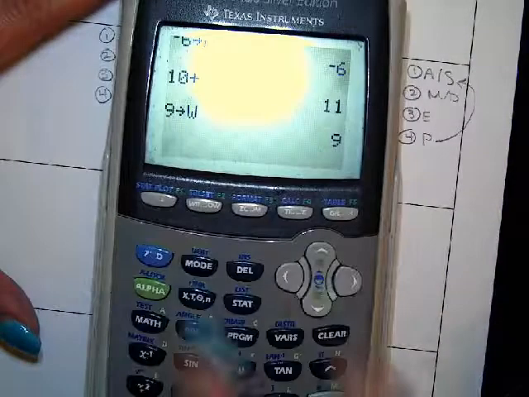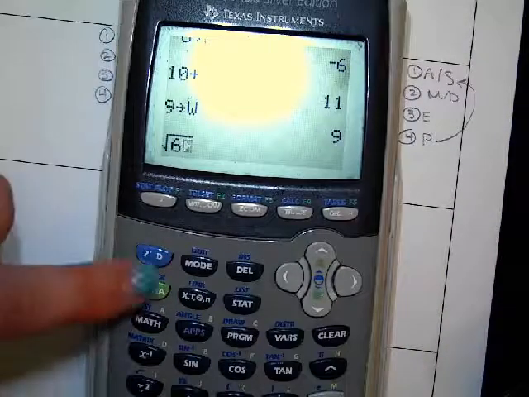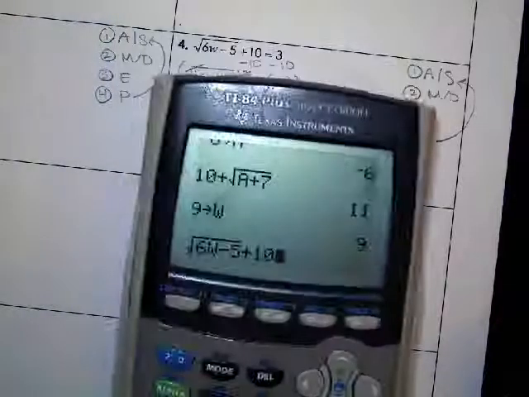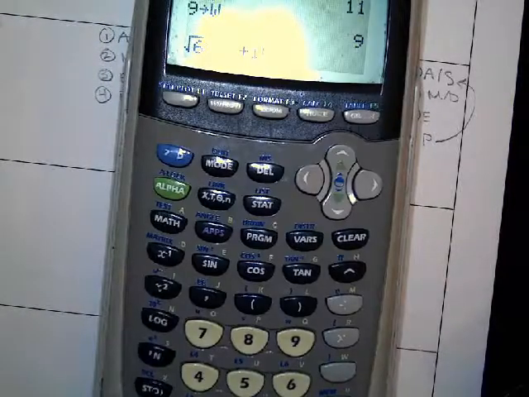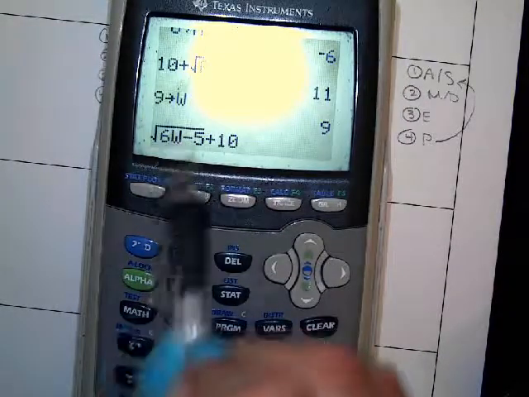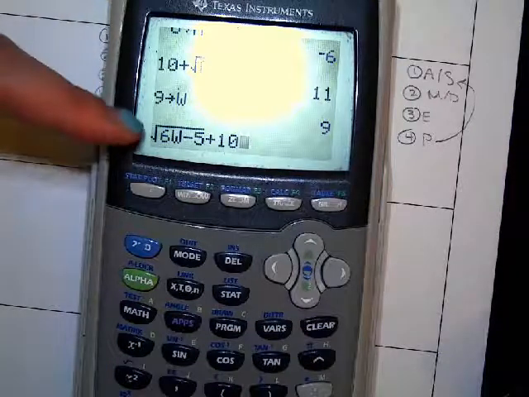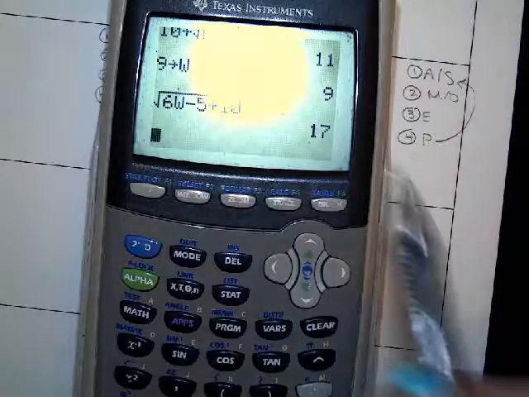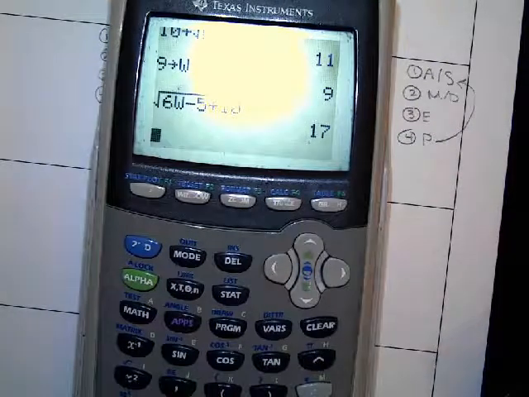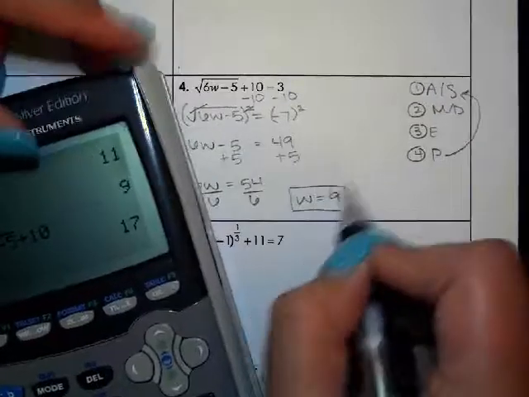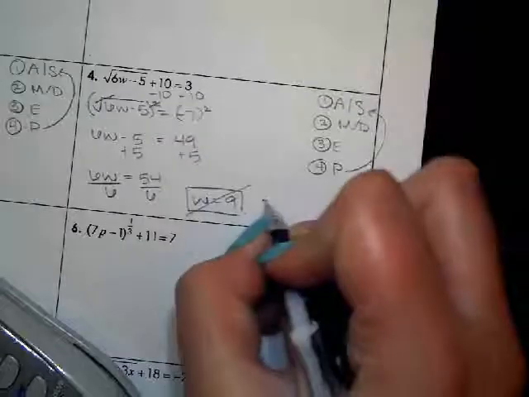And now I'm going to type square root 6 alpha minus 6W minus 5 plus 10. And if this is a good answer, then it will just equal 3. If there's some issue, if this is an extraneous solution, then my calculator will show that I'm square rooting a negative number. So it said 17. So that means that this is not a good answer. That's an extraneous solution. It did not equal 3.